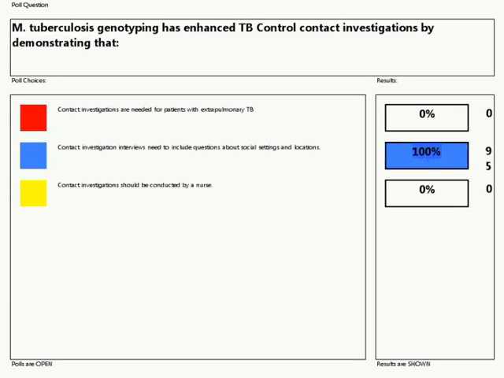Very good. Contact investigation interviews need to question about social settings and locations. And we're working on creating a form that will do just that, that may enhance contact investigations.